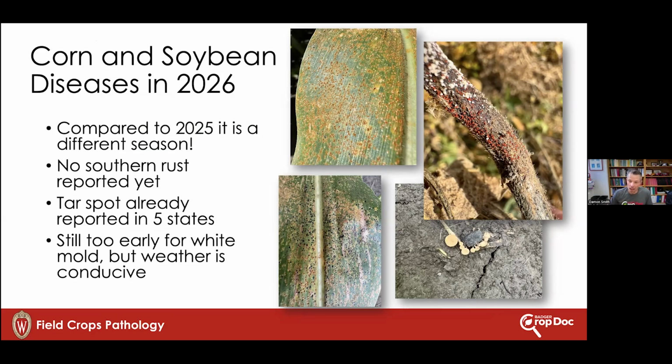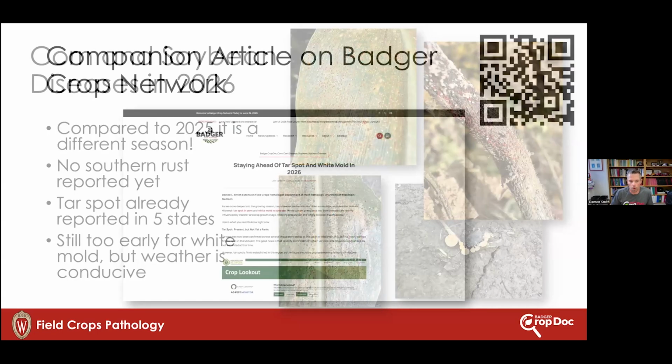But we do have 5 states already with tar spot confirmations this year. So again, every year is a different year. We have to keep track of what's going on and what diseases are going to pop up. It is still a little bit early to tell what's going to happen with soybeans here, but I will sort of prognosticate if I can just a little bit as we move forward.